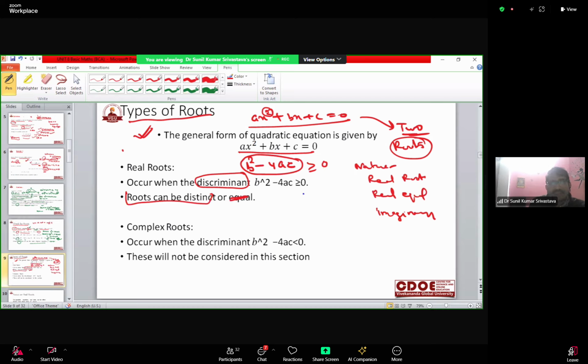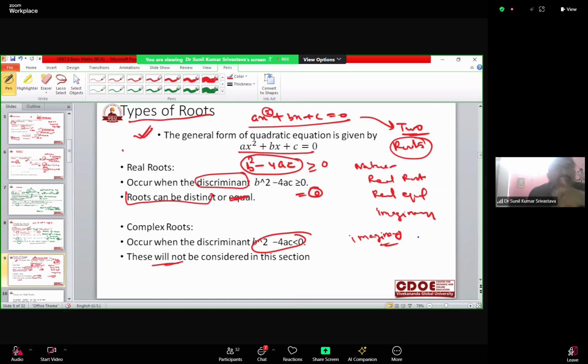And if the discriminant is equal to 0, the roots can be real and equal. And if the discriminant is negative, the roots are not real, that is, imaginary. Three conditions are here: when the discriminant has a positive value, when the discriminant has a negative value, and when the discriminant has the value 0.